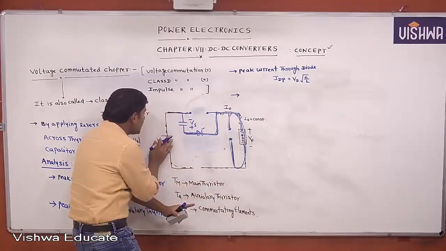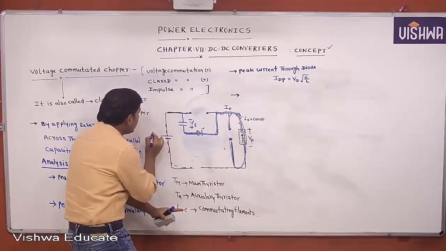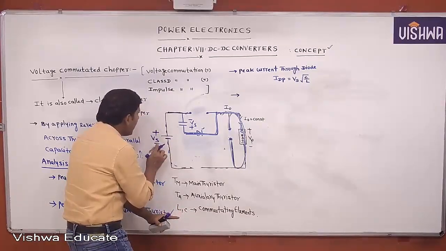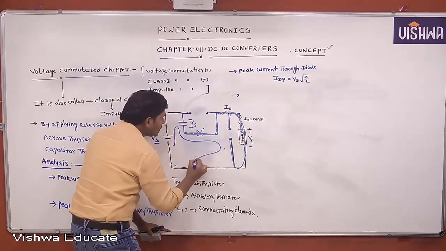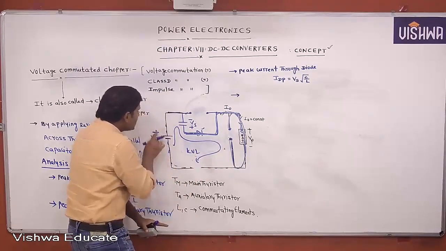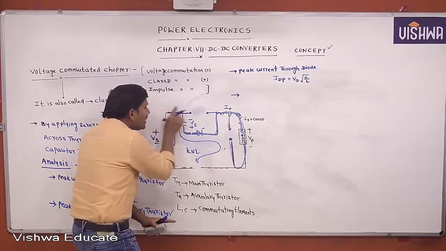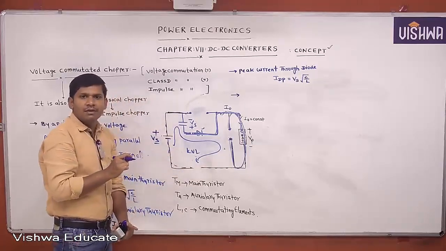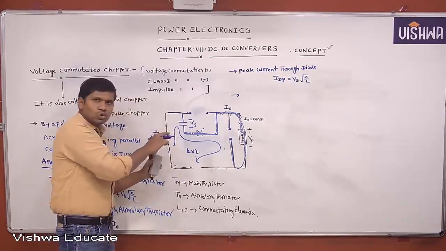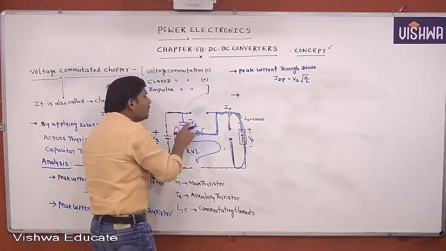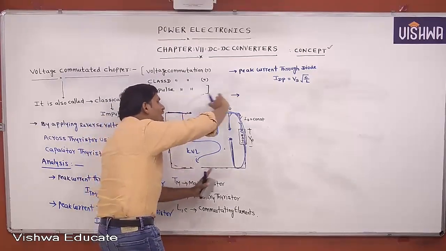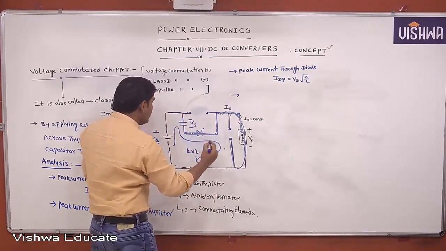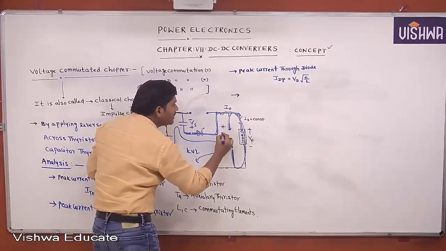This is the supply voltage now, plus minus Vs. Apply KVL for this loop. Minus plus Vs, minus plus Vs. Aiding polarity or opposing polarity? Aiding polarity. Total how much? 2 Vs. This voltage will appear across the freewheeling diode. This is minus, this is plus, this is 2 Vs.